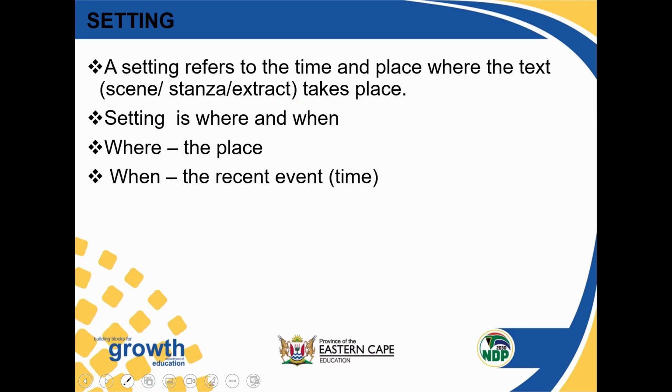Now, a setting has got where and when. We refer to where as the place and when as the recent event, which is the time. So most candidates make some mistakes: one would not respond to the setting question based on the given text, or not include both the where and when part, or not write the event, but instead write the clock.